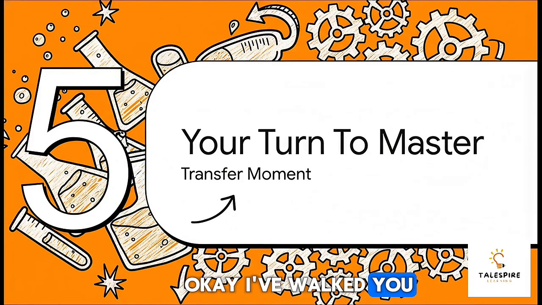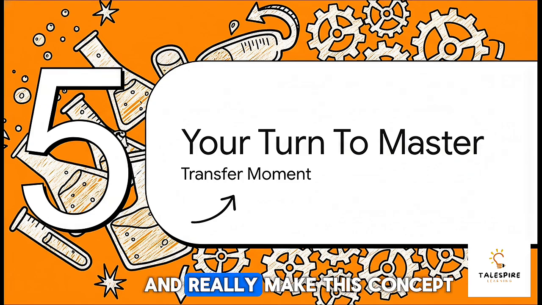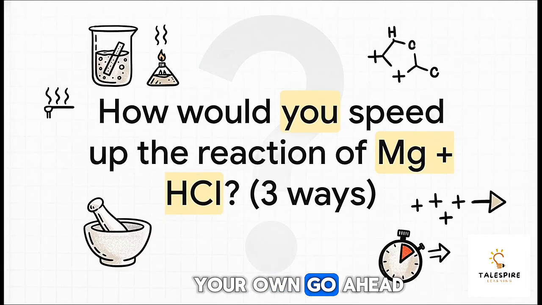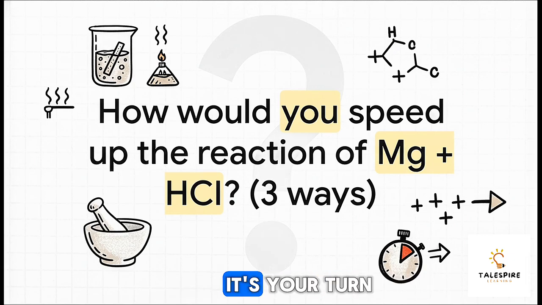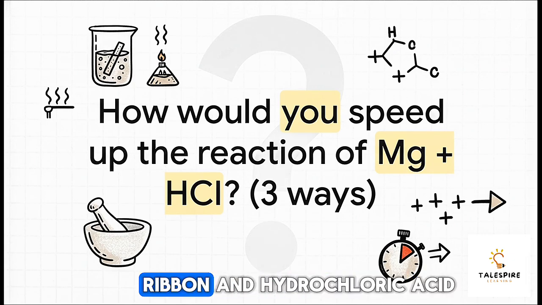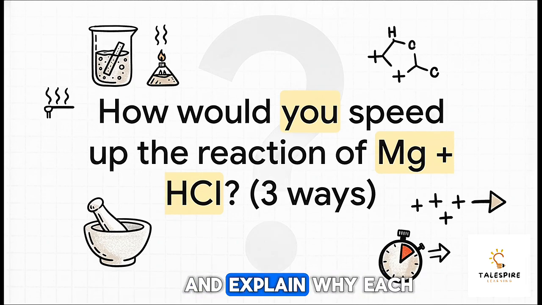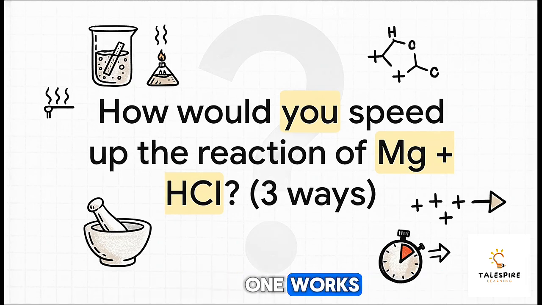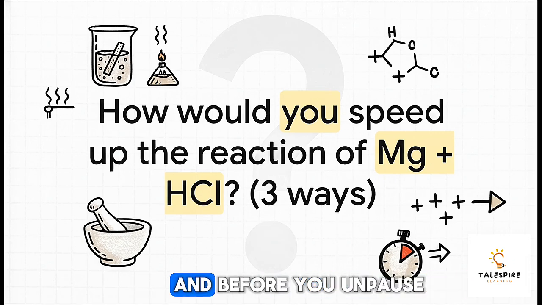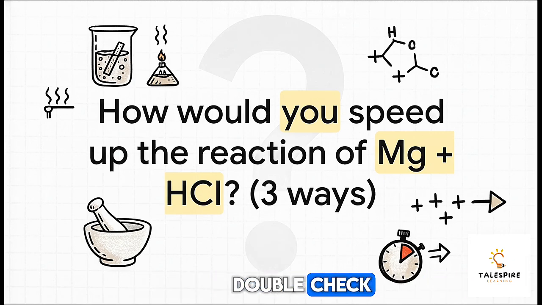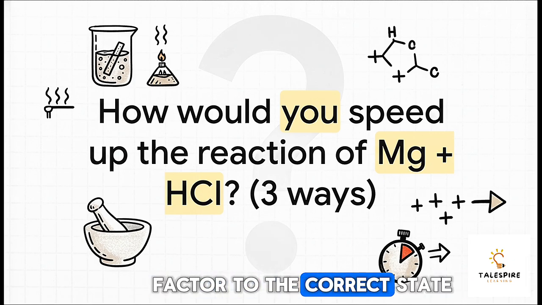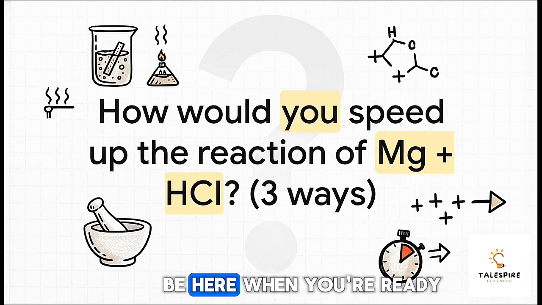Okay, I've walked you through all the logic. Now it's your turn to put this into action and really make this concept your own. Go ahead and pause this explainer right here. It's your turn. A student wants to speed up the reaction between magnesium ribbon and hydrochloric acid. I want you to suggest 3 ways they could do it and explain why each one works. Write down your 3 changes and, before you unpause, double check. Did you match each factor to the correct state? Take your time. I'll be here when you're ready.